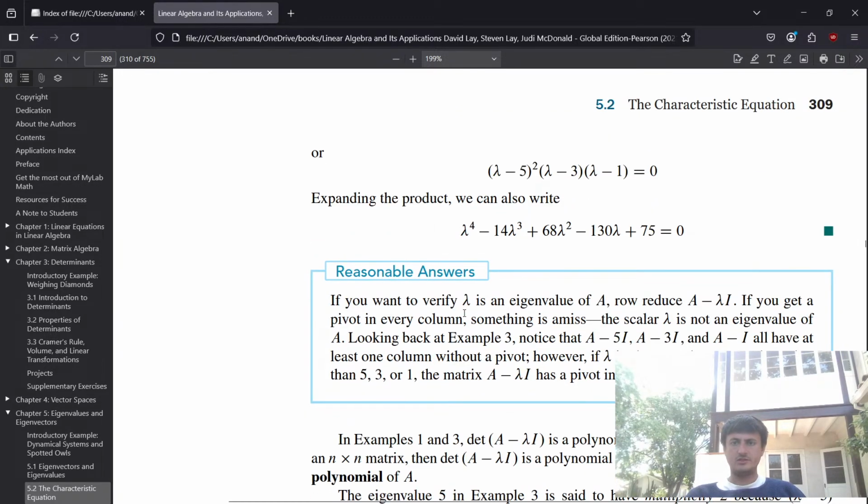Expand the product. If you want to verify lambda is an eigenvalue, row reduce A minus lambda I. If you get a pivot in every column, something is amiss. Right. The scalar lambda is not an eigenvalue of A if that's the case. Looking back at example 3, notice that all have at least one column without a pivot.